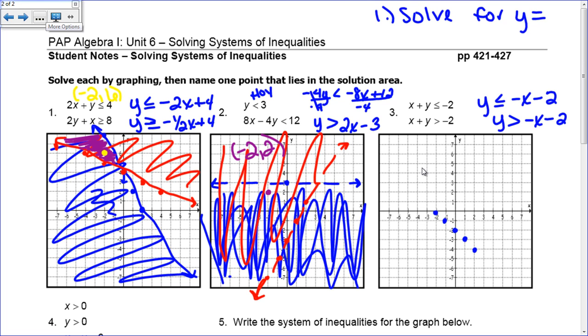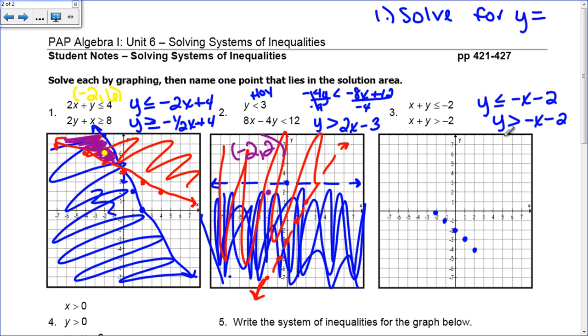Okay, so I have my two lines. One of them is y is less than or equal to -x minus 2, and the other one is y is greater than -x minus 2. If you will notice, they have the same slope, same y-intercepts. They're going to end up in the same place. I have not connected my points yet because this one is going to be a solid line.